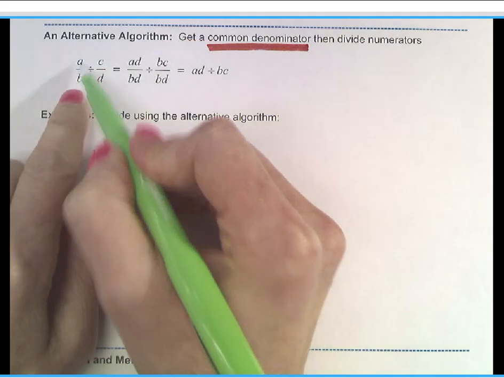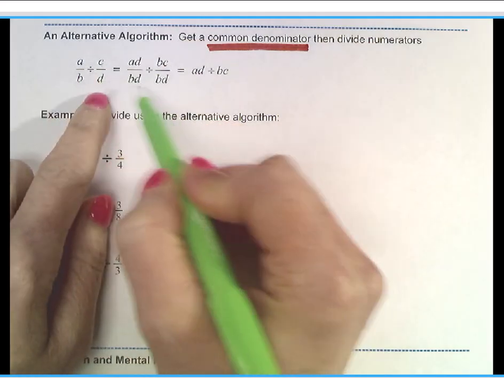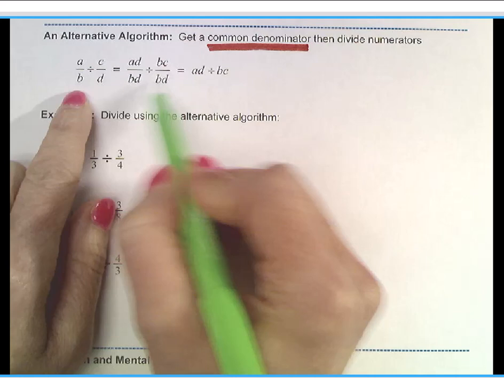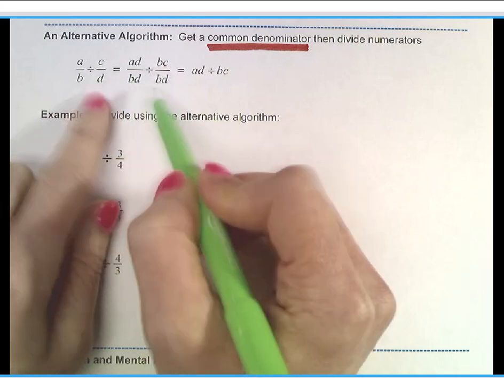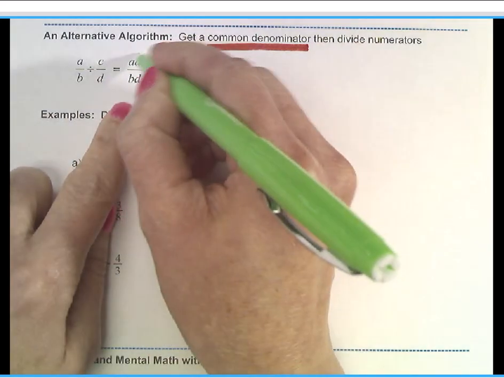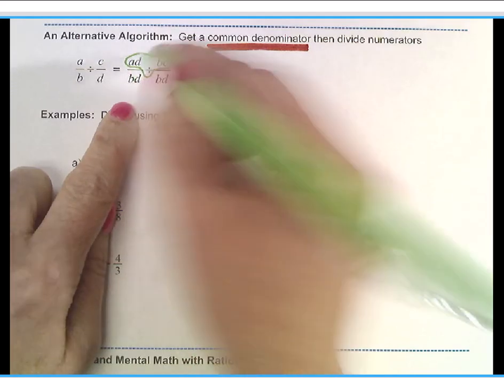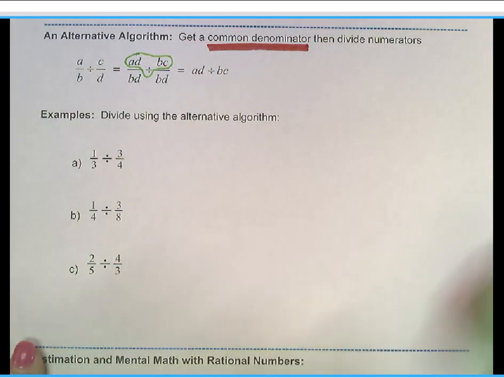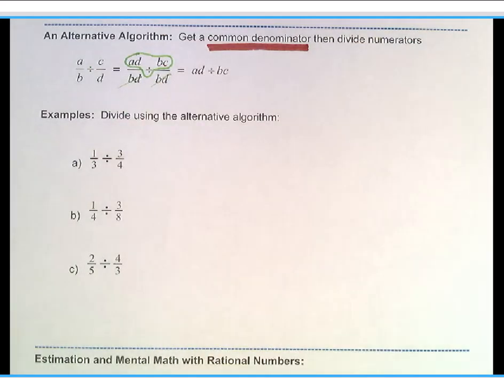So if we take a over b divided by c over d, and we convert it to where they have bd as the common denominator, so I've just rewritten this with a common denominator, all you have to do is just divide the numerators. And what will happen is the common denominators will go away. So this is an alternative way that if you happen to be lucky enough to have common denominators, you can divide without using the other method. But again, this is just to give you options for how you want to teach it. And I'll explain why those denominators cancel as we do this first one.